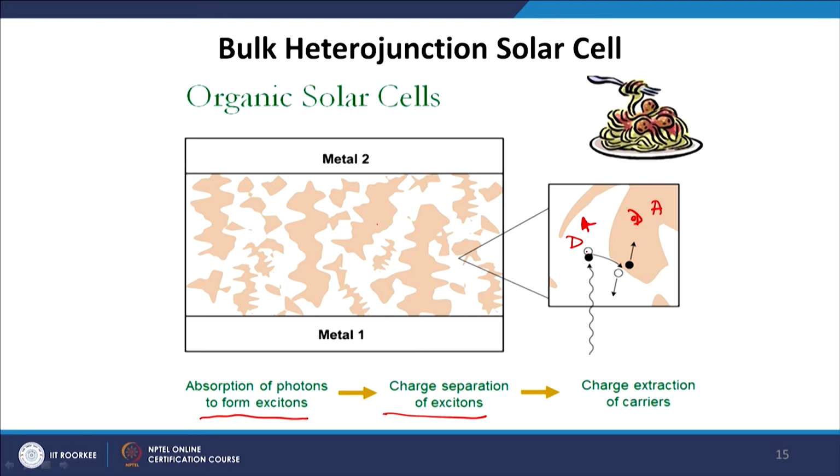So, the exciton has been created here, and when it sees the interface, the charges are separated. The hole goes one way, and the electron stays back here. Now, if I put two electrodes, metal 1 and metal 2, one of them will go in one direction, another will go in the other direction. So, finally, this will be the charge extraction of the carriers, right.